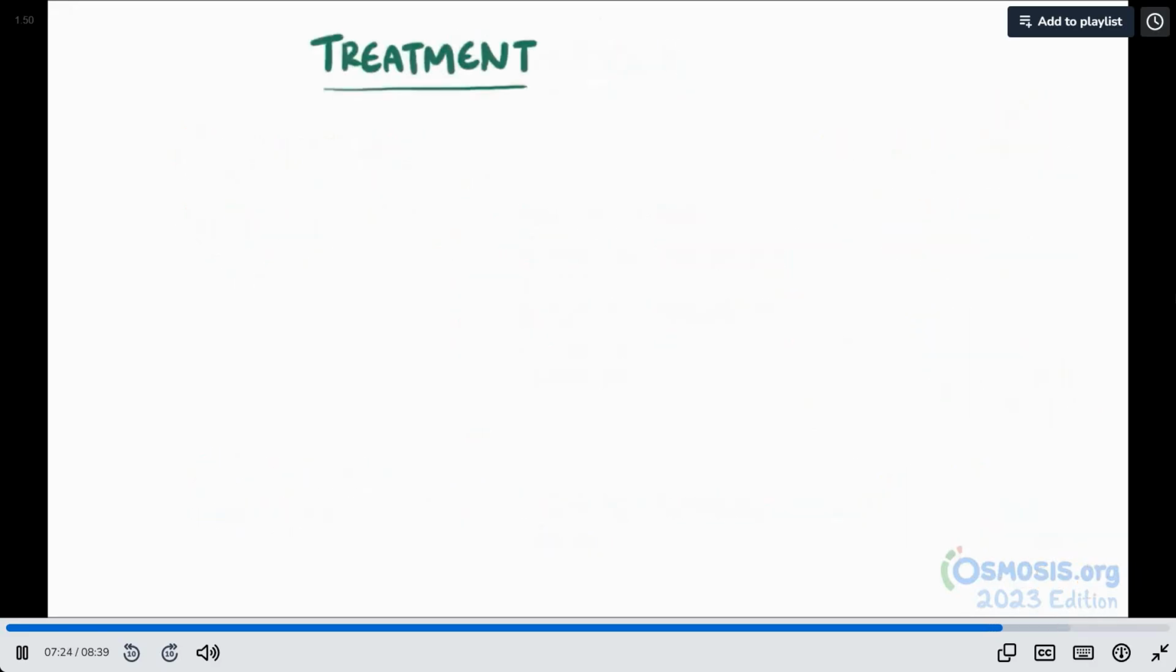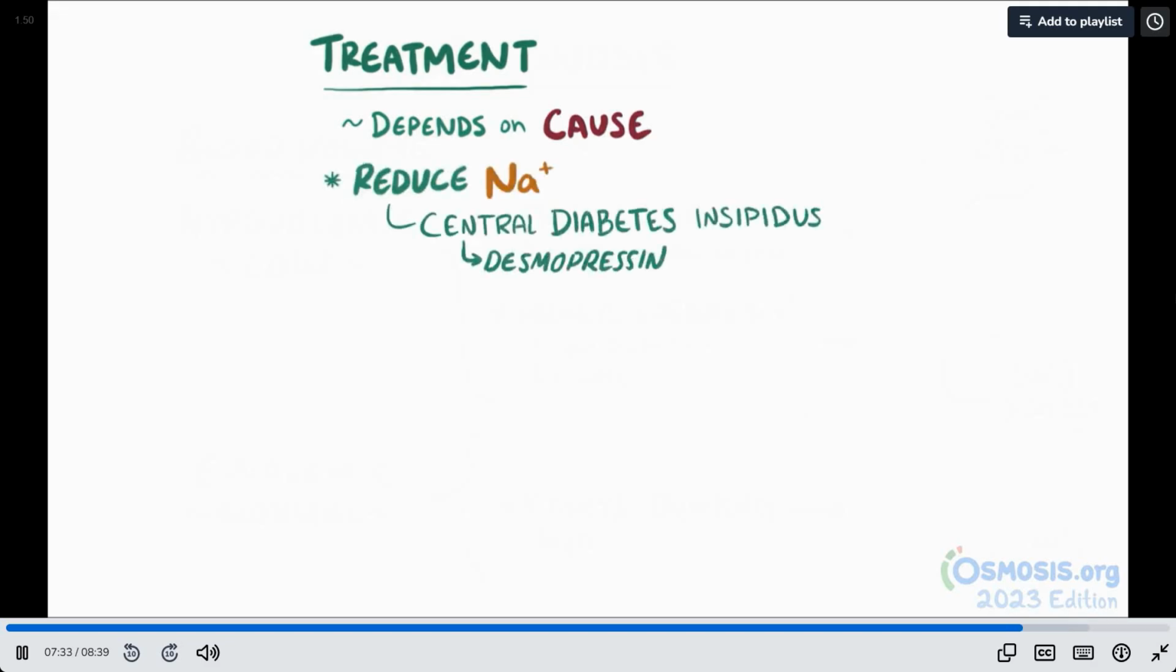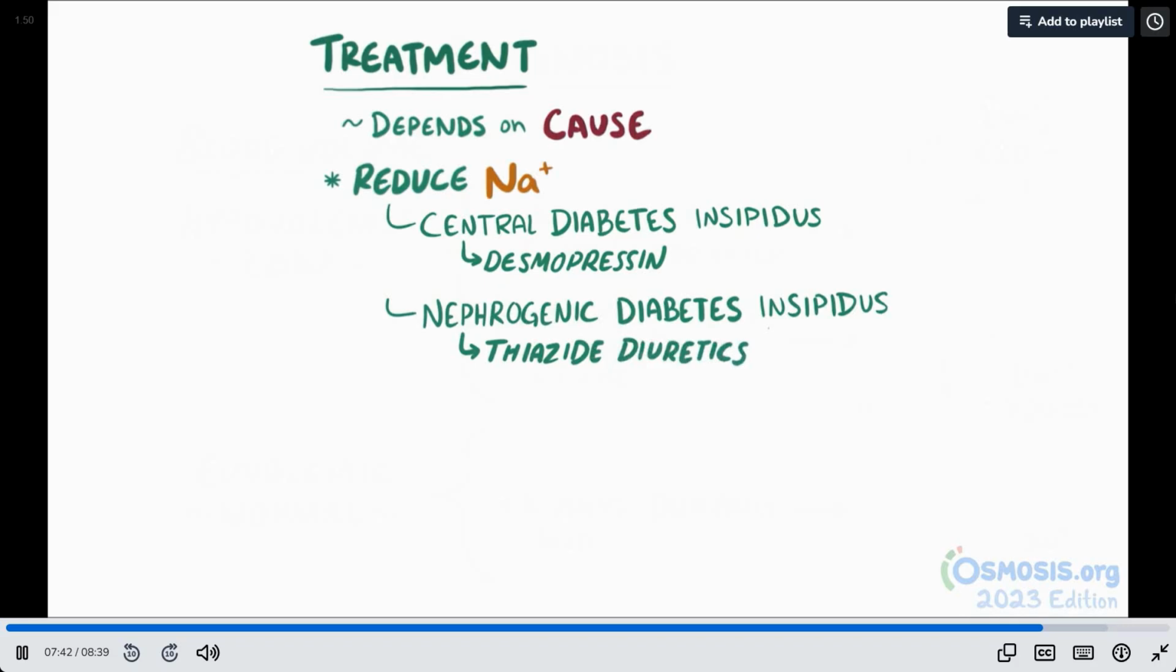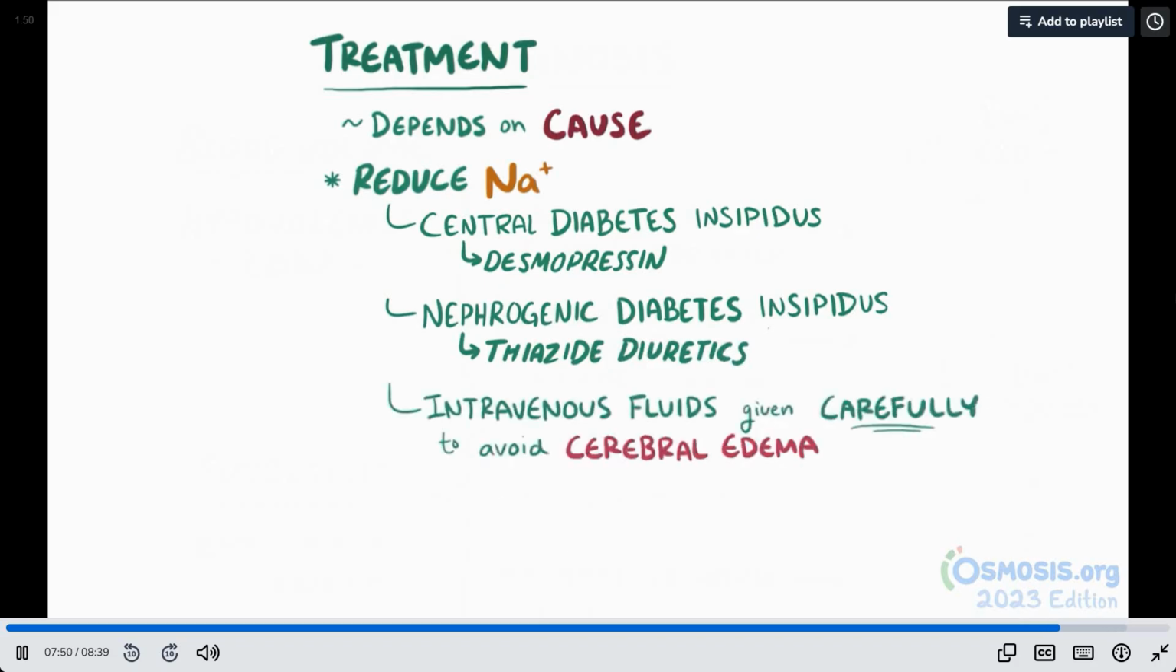Treatment of hypernatremia depends on the underlying cause, but ultimately the goal is to reduce the sodium concentration. For central diabetes insipidus, desmopressin is usually given to make up for the lack of ADH in the blood. For nephrogenic diabetes insipidus, drugs like thiazide diuretics can be given to increase urine excretion of sodium. If intravenous fluids have to be given, it has to be done carefully to avoid complications like cerebral edema.